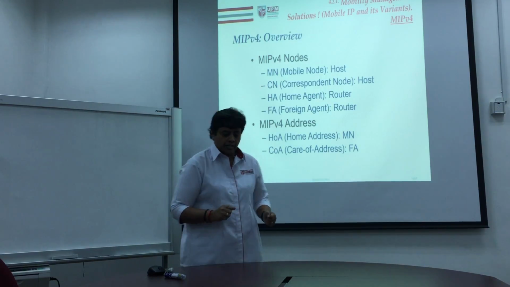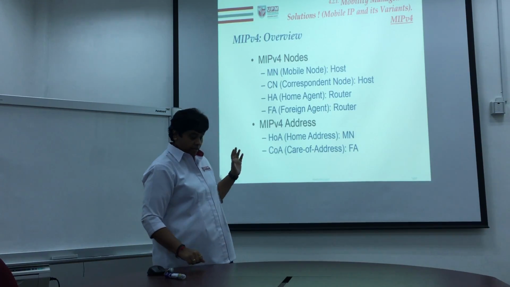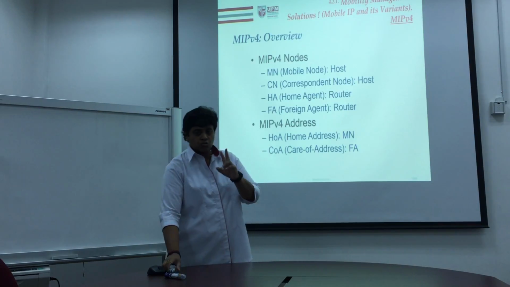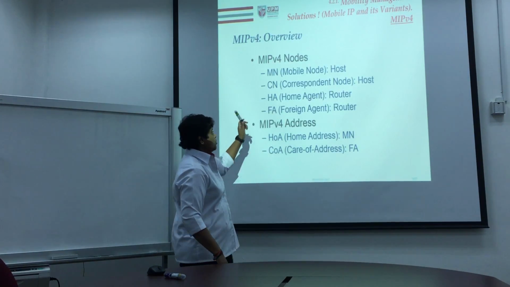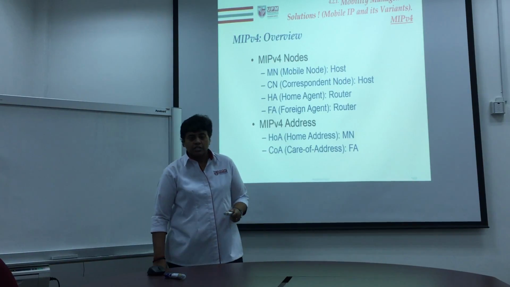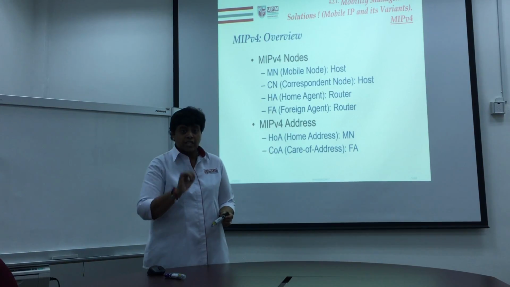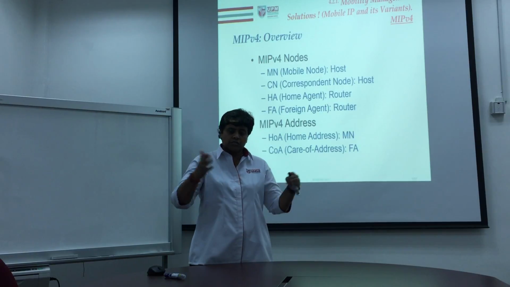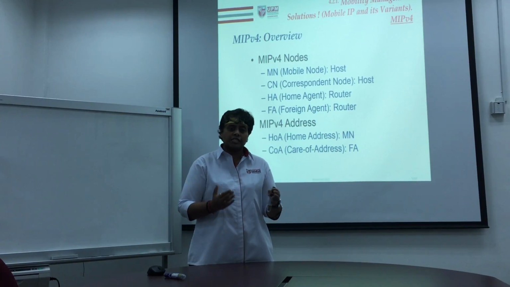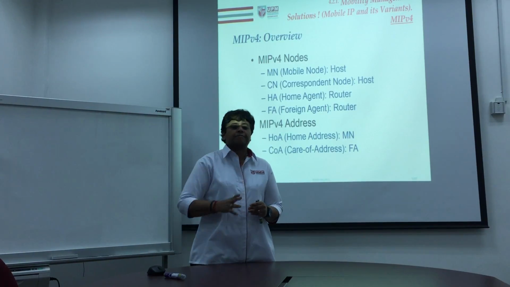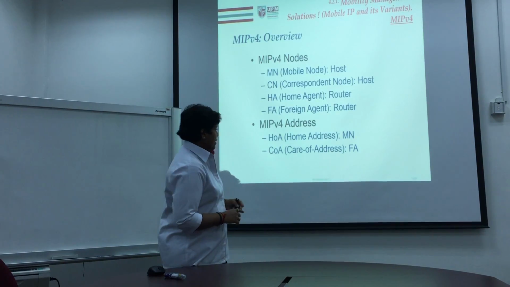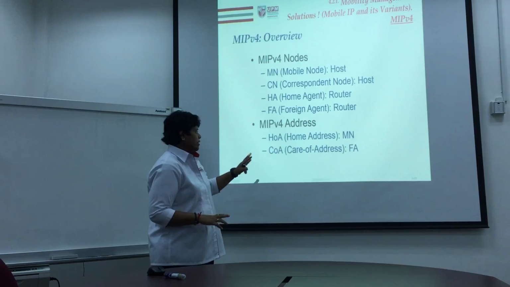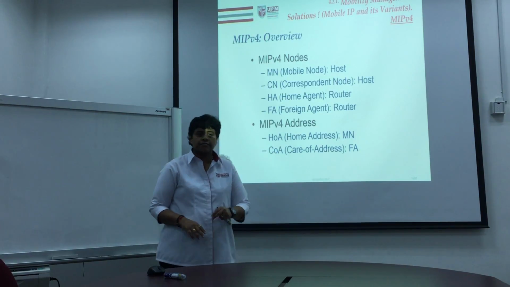Okay, so what was present in mobile IP is that two new elements were introduced, which are the home agent and the foreign agent. These two new elements have to be included in the solution in order to facilitate the movement of this entire task. So when you look at that, you have a home address and you have a care of address.